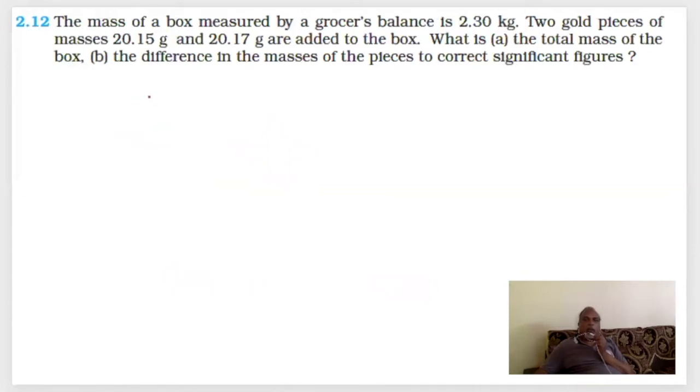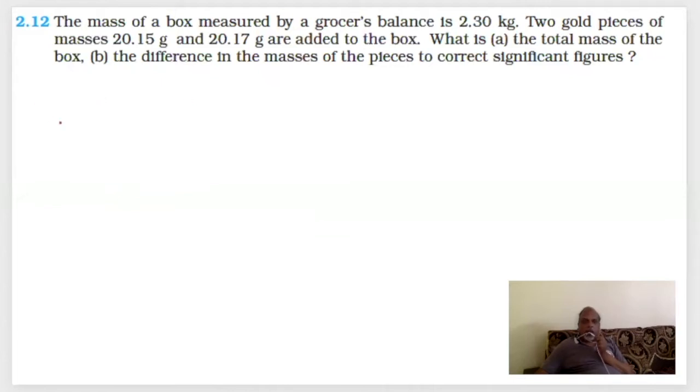The mass of a box measured by a grocer's balance is 2.3 kg. Two gold pieces of masses 20.15 gram and 20.17 gram are added to the box. What is the total mass? The difference in masses of the pieces, to correct significant figures.